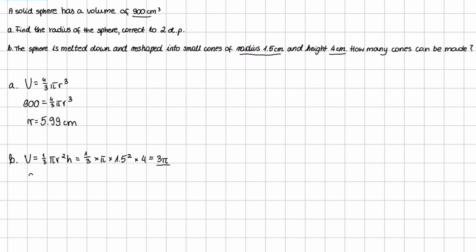So we simply divide 900 by 3 pi, and the answer is 95.5, so 95.5 cones. However, we cannot make a fractional cone, so we will make for sure 95 cones, not 96, because we don't have enough material to make 96.